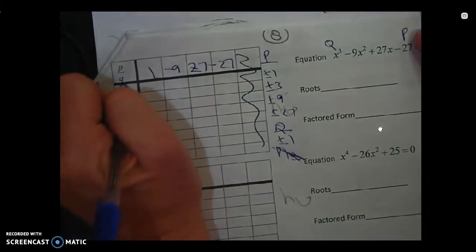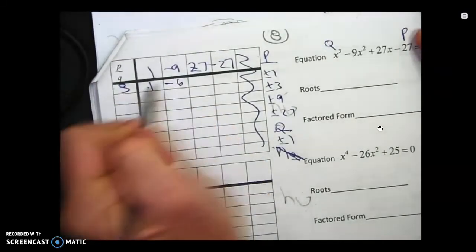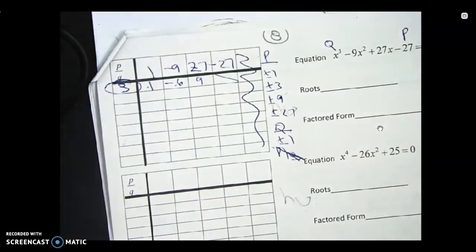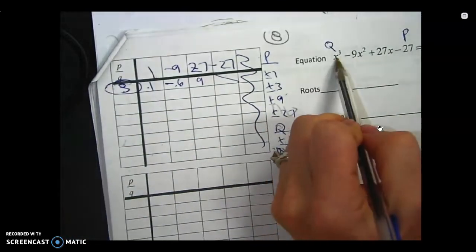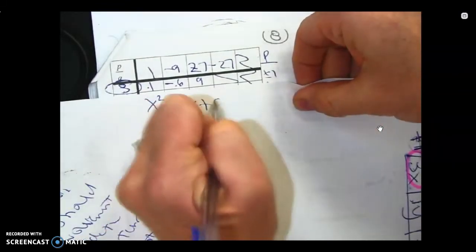I'm going to start with 3, bring down the 1. This times this plus this. This times this plus this. Oh, cool, it works. So I have 3. I found 1. There are 2 left. So that means that's x squared minus 6x plus 9.